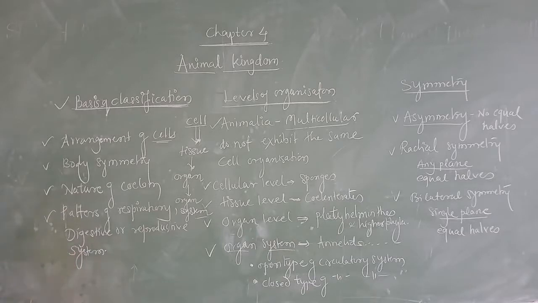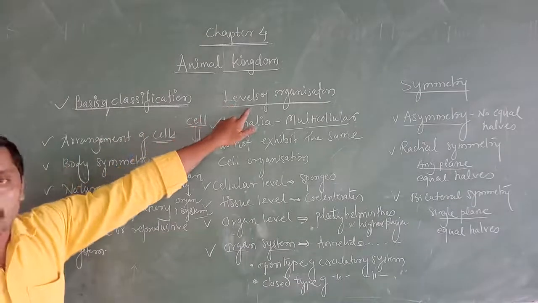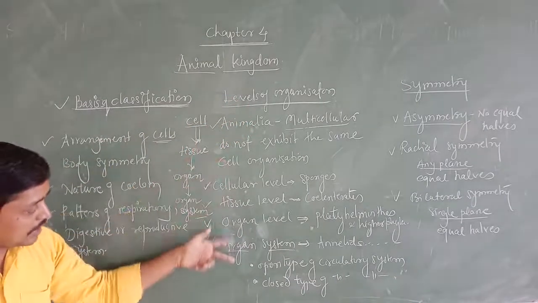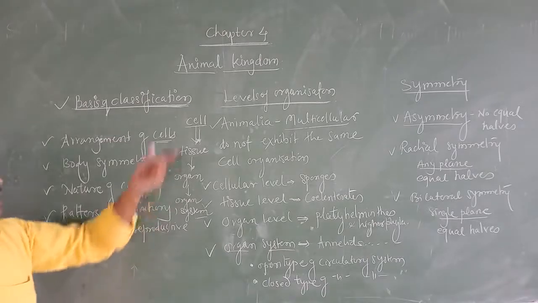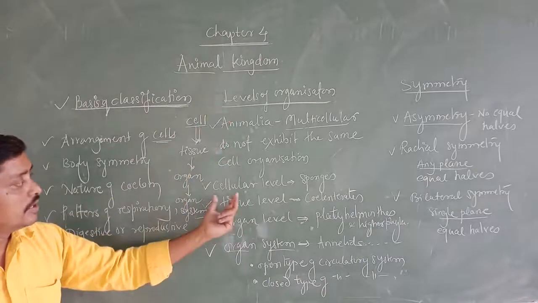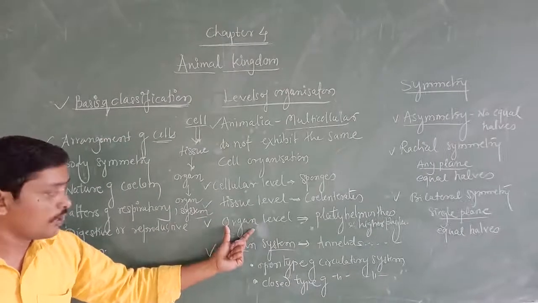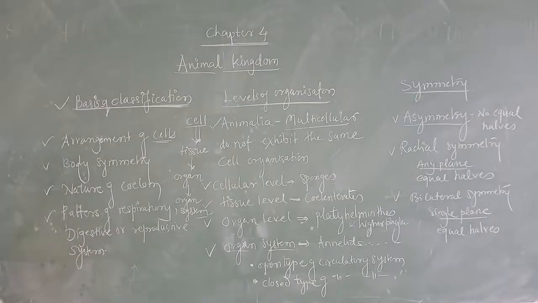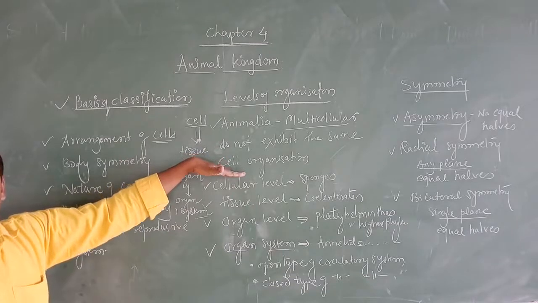And we have discussed in today's class in detail the level of organization. In level of organization we are studying the four levels of organization in multicellular organisms which come under kingdom Animalia. What are those? Cellular level. Next one is tissue level of organization, organ level of organization, and the last one is organ system level of organization.